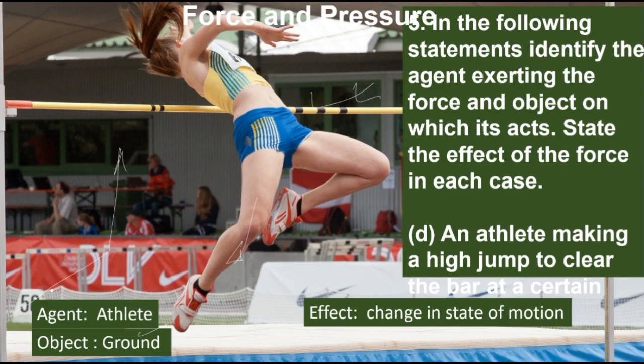So what happens? Change in state of motion, change in direction, change in speed. Altogether we can say change in state of motion. Okay, the effect is change in state of motion, or even you can say change in direction, because the athlete moves straight and then takes a vertical jump, isn't it? So change in direction. Change in direction again means a change in state of motion, right? So this is the answer for it.